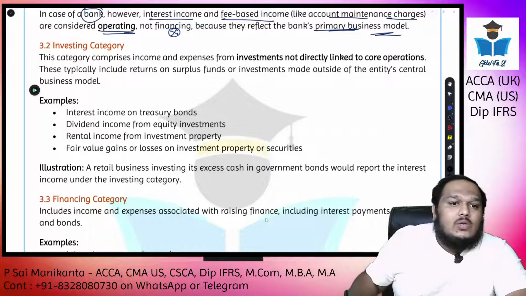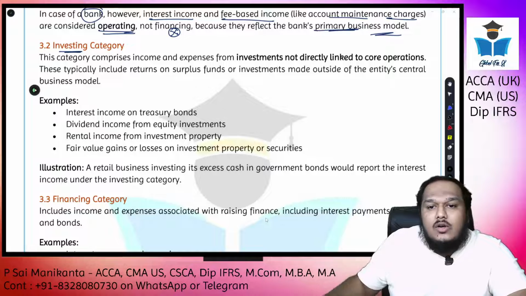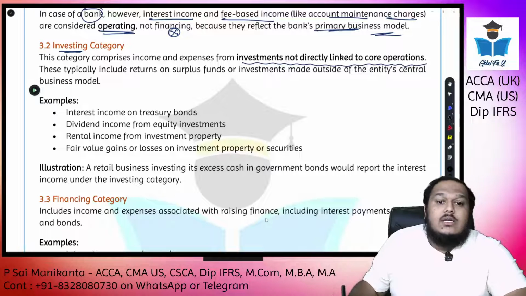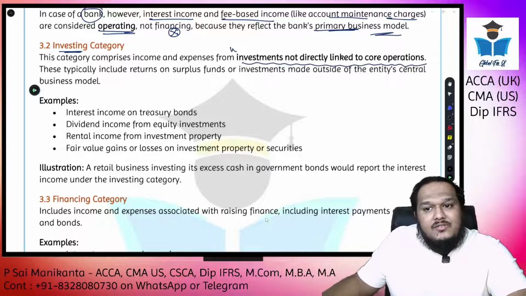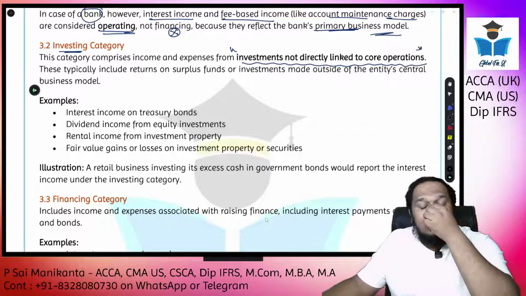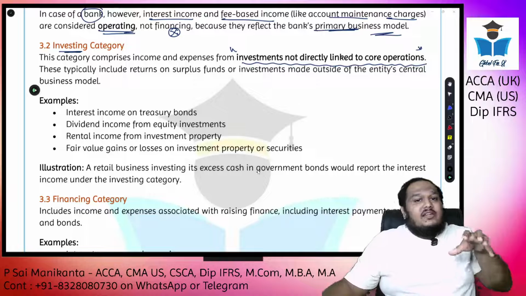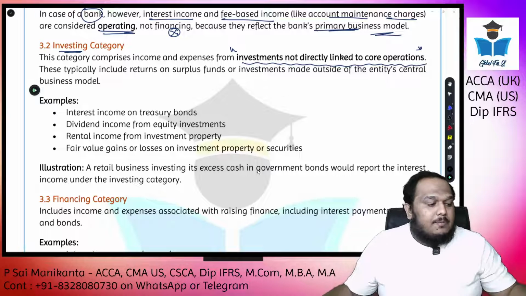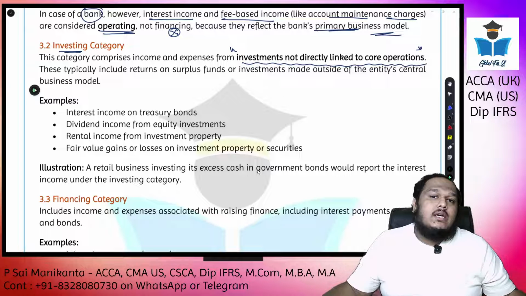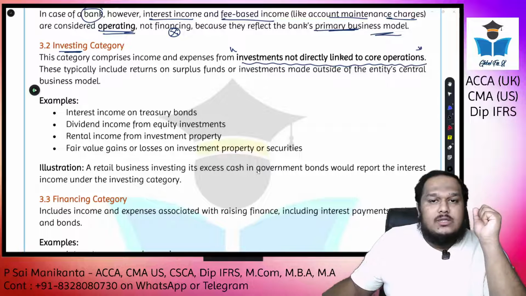Next, second category is what? Investing activities or investing category. So investments that are not directly linked to the core operations. Sir, what? Investments. You are making investments, but they are not related to the core operations. They are related to surplus money being invested in some place. Like for example, a manufacturing company is there. They had surplus money, so they deposited that in a government security. Let's say they purchased some T-bills, or they purchased some fixed deposit.